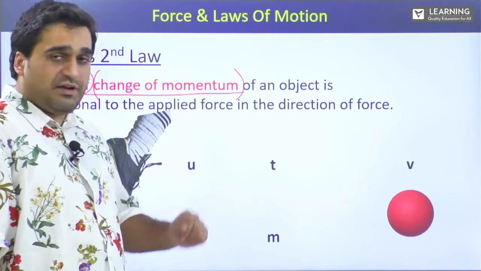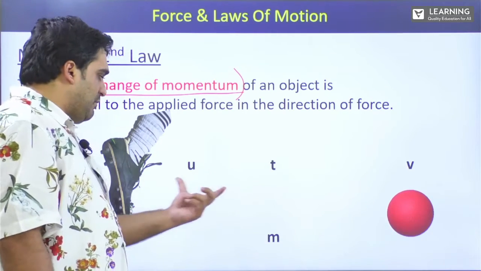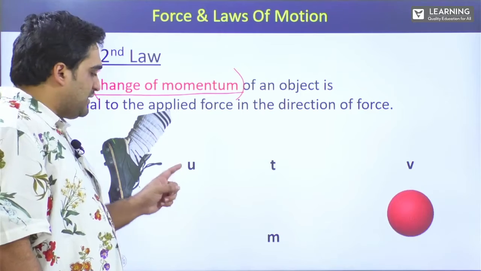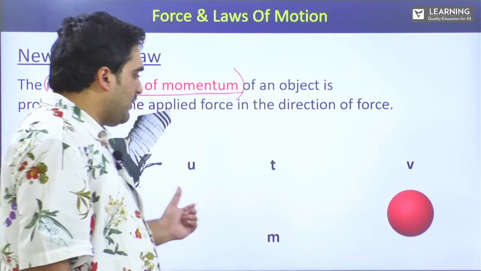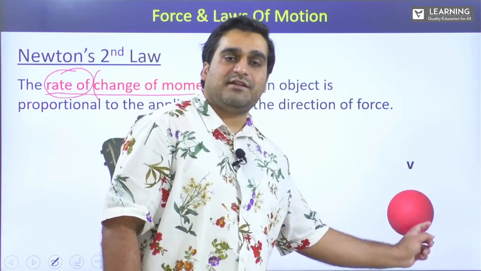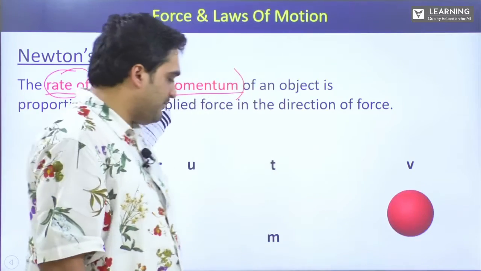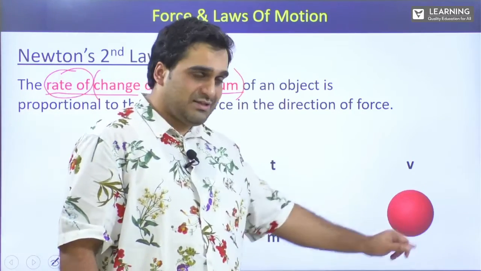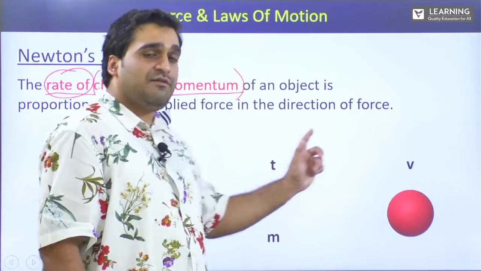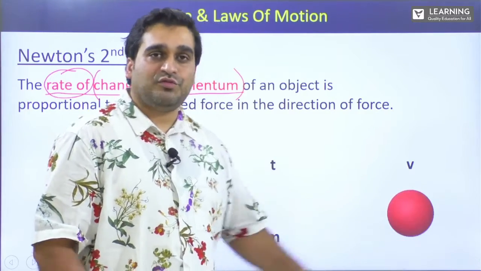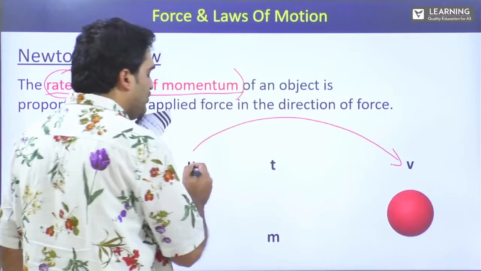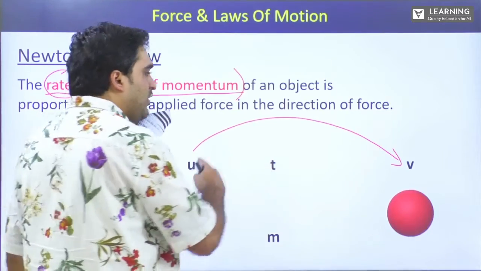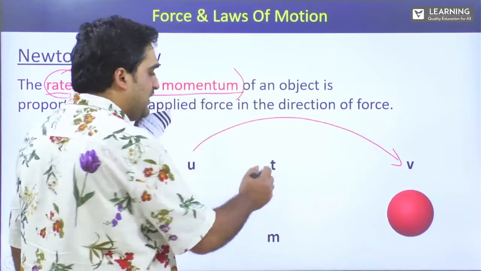So let's look into the various factors. Ball initially at rest, its initial velocity, so let's call it u. Once the ball displaces, its final velocity is v. Mass of the ball is m. The time taken for it to change from u, which is the initial velocity, to v, a final velocity, is t.